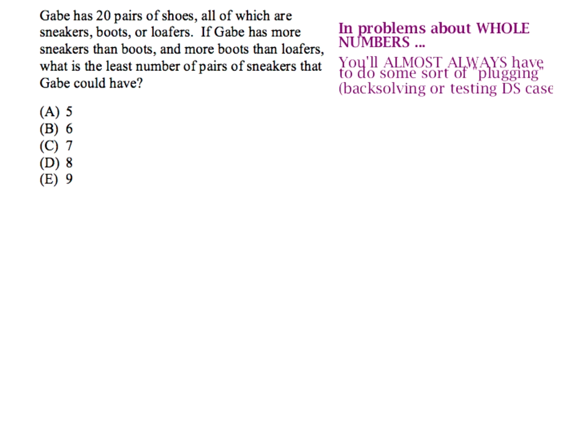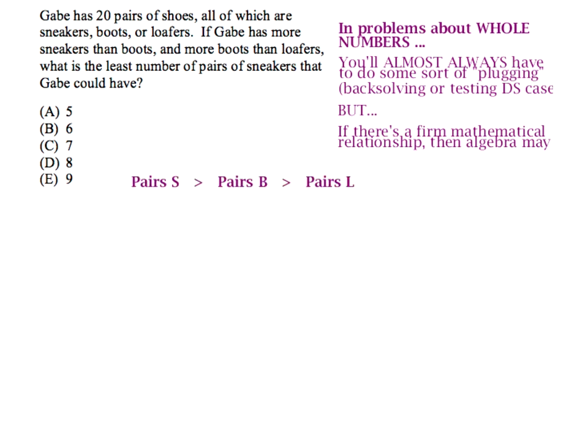But if there is a firm mathematical relationship, then algebra may work. The problem with most problems involving maximization and minimization is that there's not really any easy way to write things in terms of math. But in this problem, there actually sort of is. Because remember that you have sneakers, and then you have boots, and then you have loafers, and you're trying to minimize the number of sneakers, and you're trying to maximize the numbers of boots and loafers.